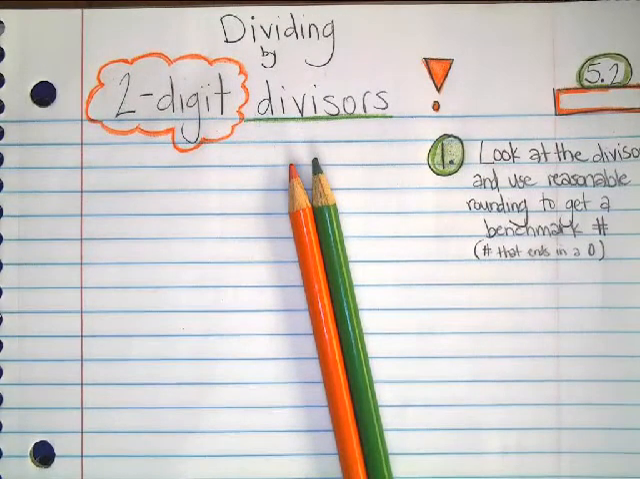Hi everyone, this is math lesson 5.2. We are going to be learning how to divide by two-digit divisors. So instead of dividing by like 9 or 7, we're going to be dividing by like 29 or 72.